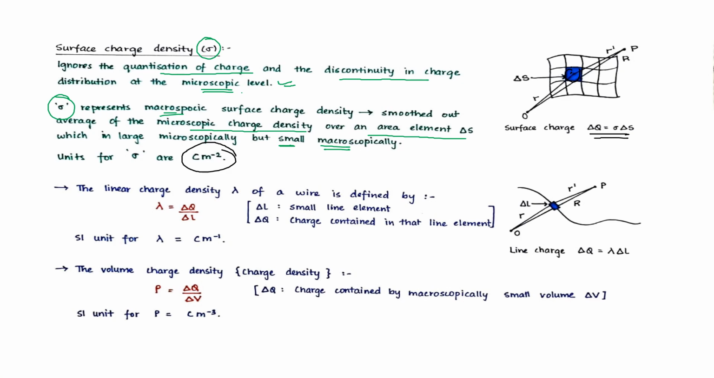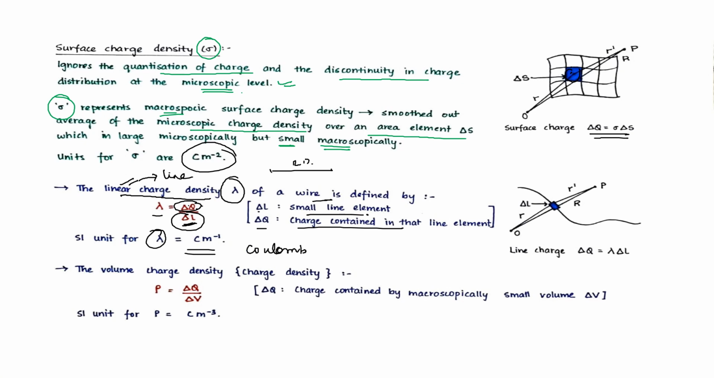The linear charge density. Linear implies something related to line charge density on a particular line. It is a one-dimensional concept, denoted by lambda, and for a wire it is defined as lambda equals charge upon length, the small charge present over the length del L. Del L is the small line element and del Q is the charge contained in that line element. Units for lambda are coulomb per meter. That is charge upon length.